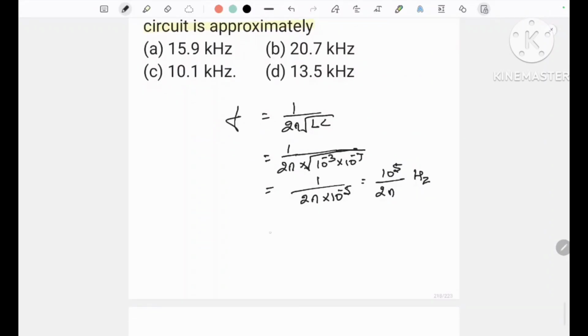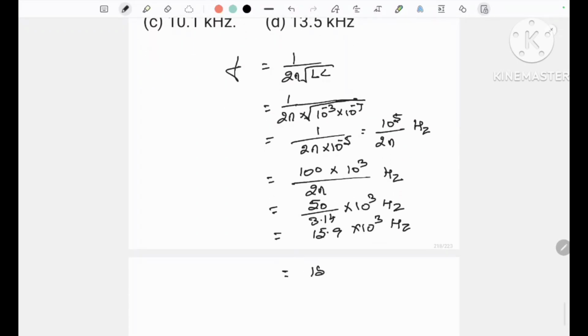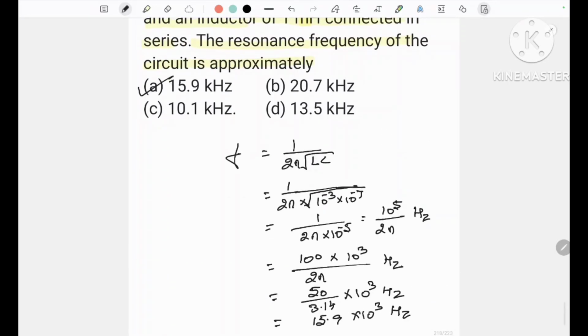hertz, or 100 into 10 to the power 3 upon 2 pi hertz, or 50 by 3.14 into 10 to the power 3 hertz, or 15.9 into 10 to the power 3 hertz, or 15.9 kilohertz. A is the correct option.